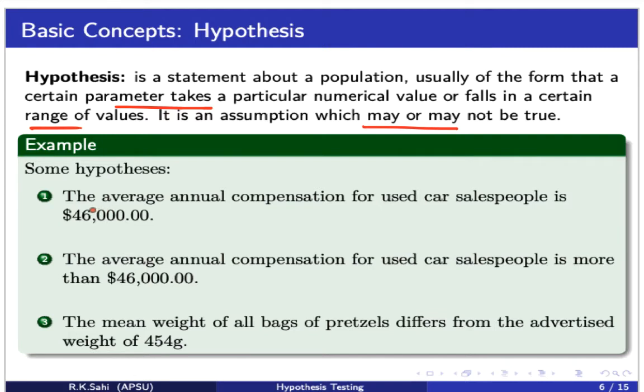So let's look at some examples of hypotheses. For example, the average annual compensation for used car salespeople is $46,000. Somebody might say, I don't believe that. They say, the average annual compensation for used car salespeople is more than $46,000. Okay. Now let's talk about some food. It says the mean weight of all bags of pretzels differs from the advertised weight of 454 grams. So these are some of the claims. Now let's look at what a hypothesis statement looks like.